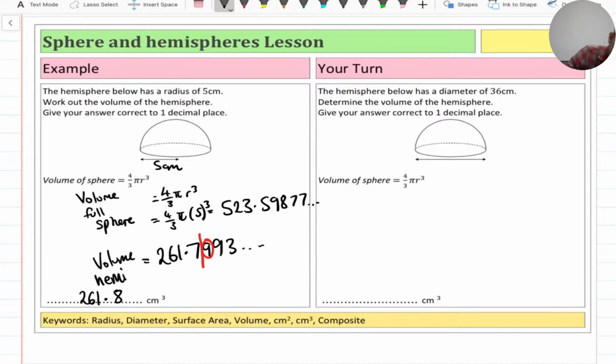So get that one down in your notes. That'll be example 2. And then once you've done that, have a go at the one on the right-hand side. Be careful with this one. There's just a little note here. It says that the diameter is equal to 36 centimeters this time.